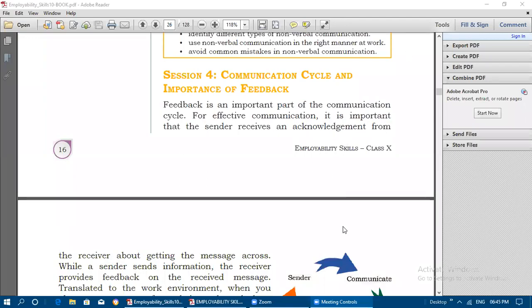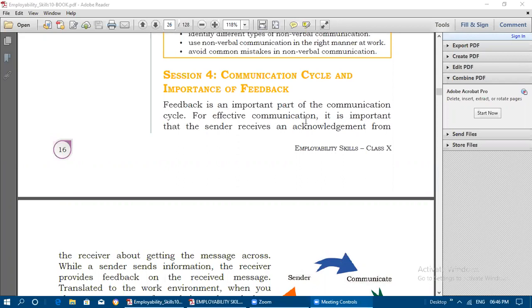Now we are going to see session 4, that is communication cycle and importance of feedback. So what is meant by communication cycle, and what is feedback here in the communication cycle, we will see. Feedback is an important part of the communication cycle. We have seen around 4 or 5 parts in the beginning of the communication cycle process. Feedback is also one of the parts, so it is an important part of the communication cycle.